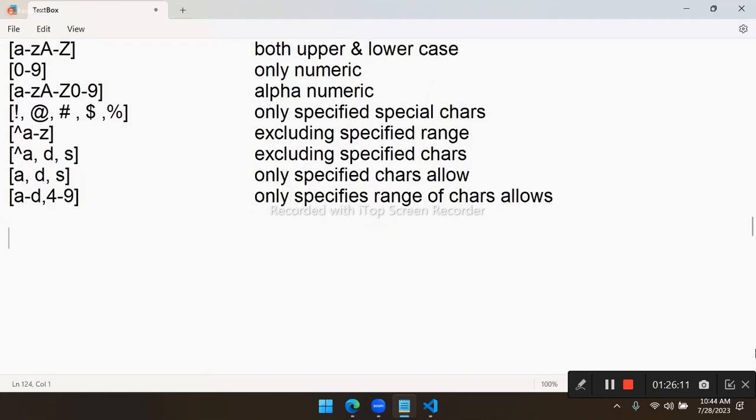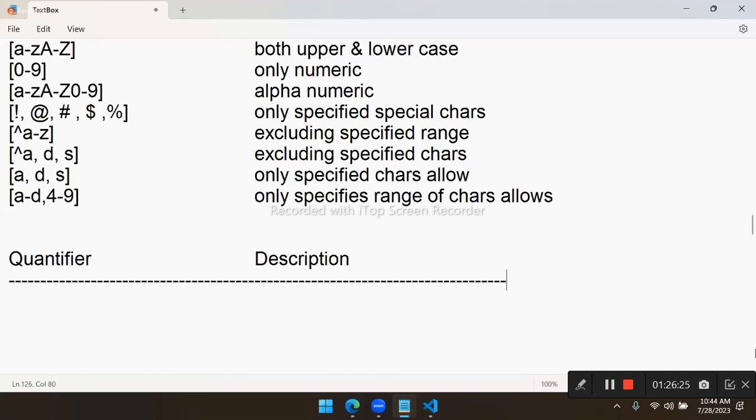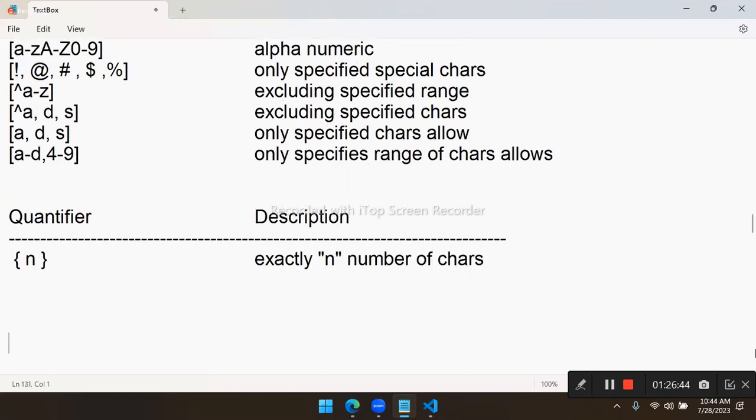So quantifiers, these are all meta characters, quantifier and description. These are all meta characters and we need quantifier. Quantifier means quantity. Quantifier is defined in a curly brace. Suppose n, this indicates exactly n number of characters. Exactly n number of characters.